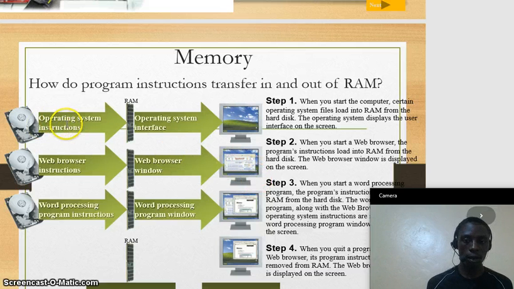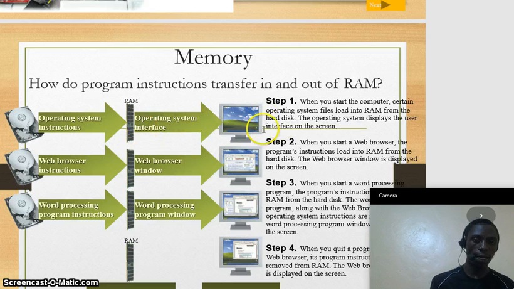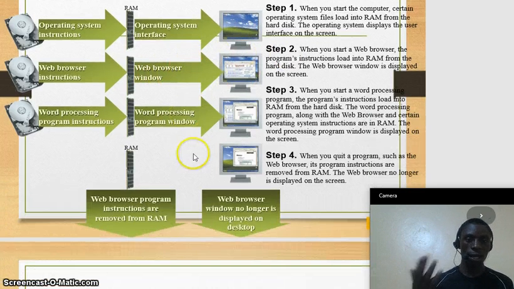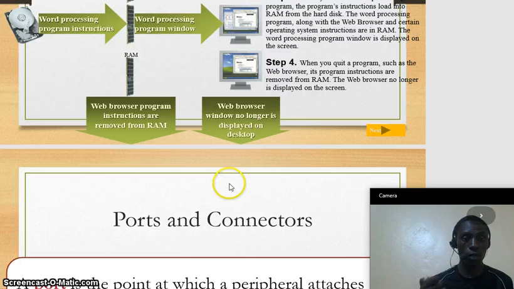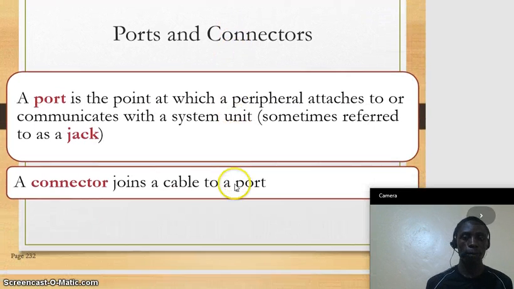When you put on your computer, the operating system loads to the memory, and then it is displayed on the screen. After you open a given program, it is loaded to the memory, and it is displayed on the screen. When you quit a given program, then its instructions are removed from the memory. Okay? So ports and connectors, we talked about this some time back on our presentation, but that can't stop us from discussing them here.